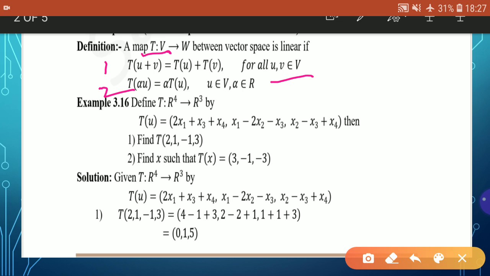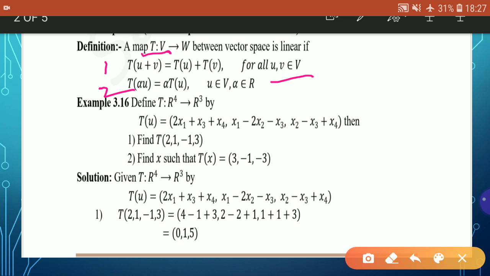So whenever some operator satisfies these two conditions, that operator will be called a linear operator, and that transformation of the vectors from one space to another space can be called a linear transformation. Okay, so this is what the definition of linear operator is. Now a few examples based on this. The definition is very simple. A map is linear whenever it satisfies these two conditions. If you want to show that some map is linear, you need to verify these two conditions.